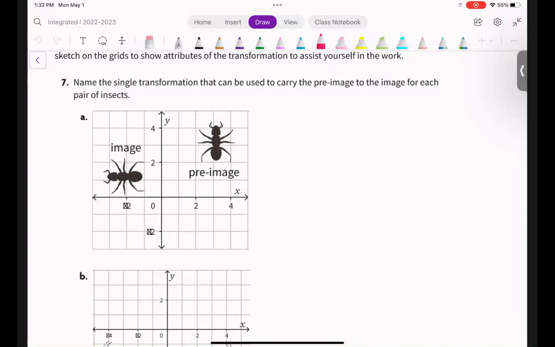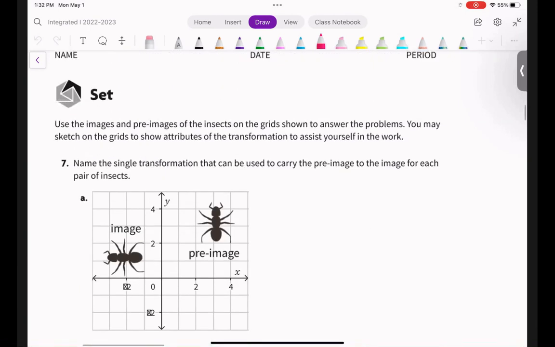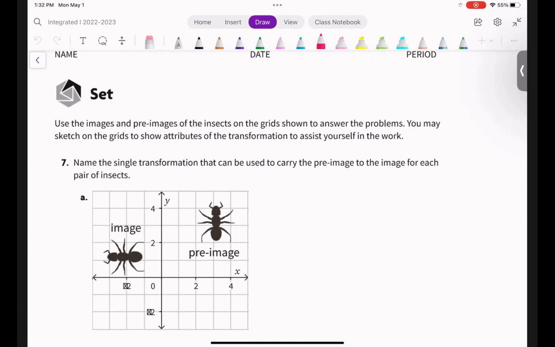Okay, so we're doing 6.1, number 7 for Ready, Set, Go. It gave you very simple directions, but I want to make sure that we're on the same page in terms of language. It says use the images to figure out what single transformation.